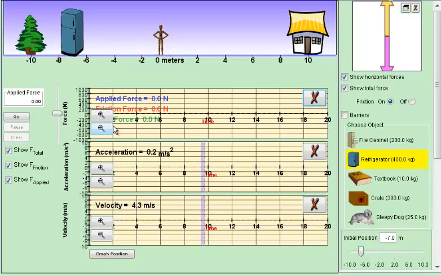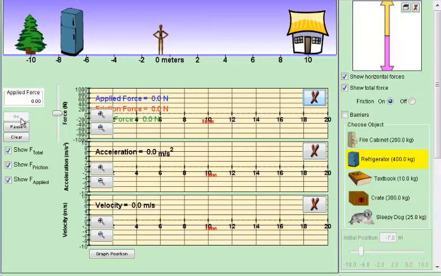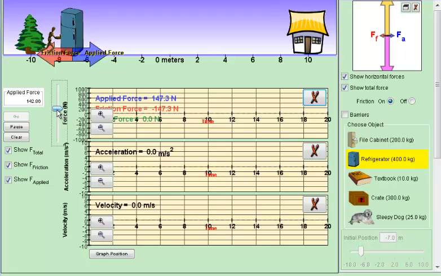Here we're going to look at a hint for part 2 of the 1D forces activity where the friction force is on. In this case we'll look at the refrigerator, which has a mass of 400 kilograms instead of the file cabinet. But the idea will be the same. So I'm going to go ahead and press the go button here, and then I'm going to just gradually increase the applied force on the refrigerator.